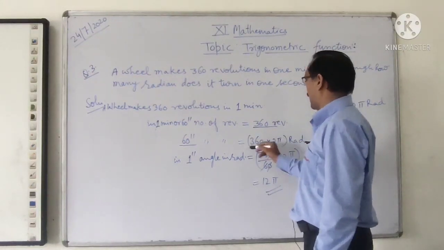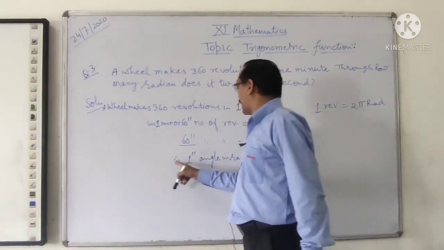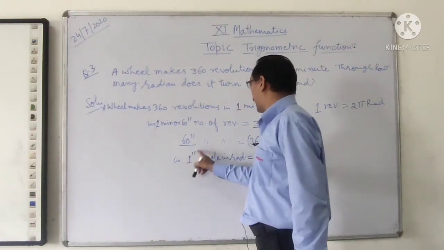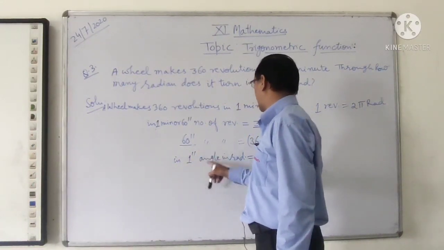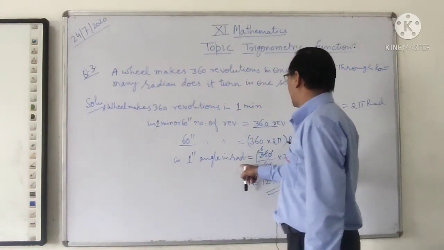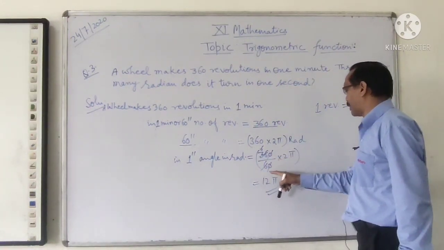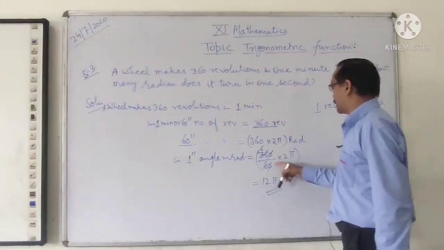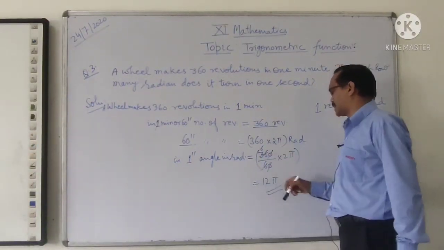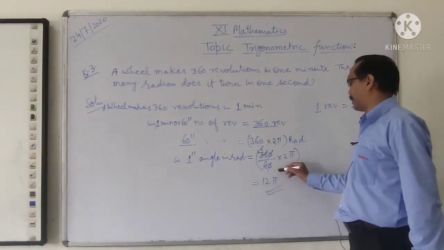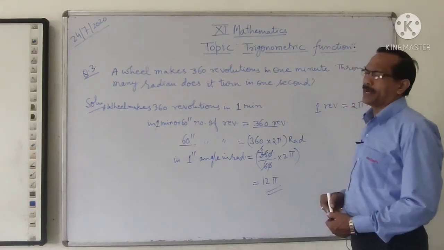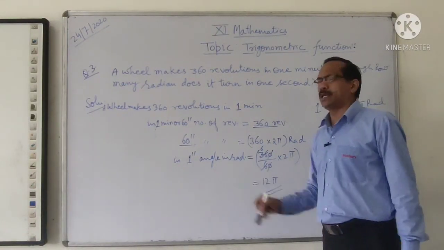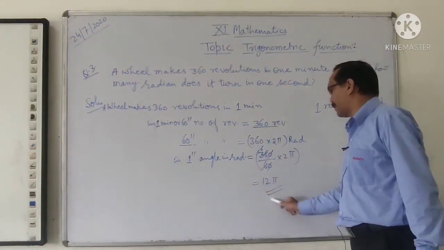This is the angle. And in 1 second, the angle measured in radian equals 360 upon 60 into 2 pi. Now 0 cancels, 6 6 is 36, 6 into 2 is 12. So it is 12 pi radian. So the angle in 1 second equals 12 pi.